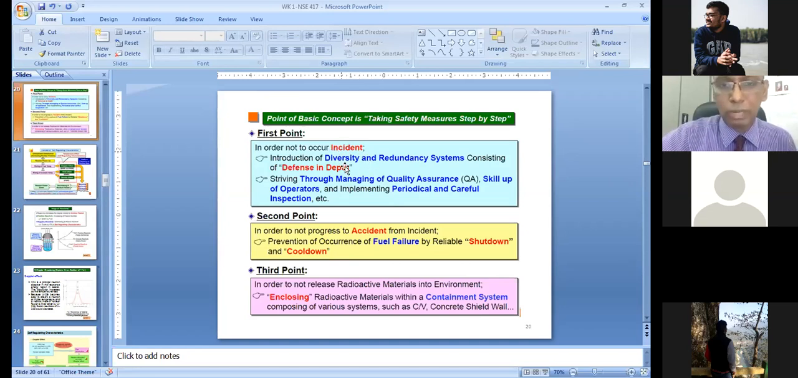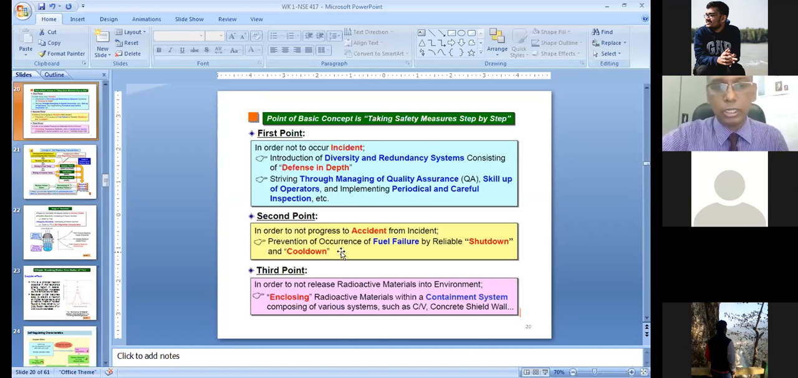If you have sufficient diversity and redundancy of the components of the system, then it is possible to avoid the incident. Again, there is managing quality assurance, which I already mentioned, skilled operators, periodic inspection, monitoring of the operators, and sufficient training. That is important for the first point, that means not to let an incident occur. So it is possible to avoid the incident.